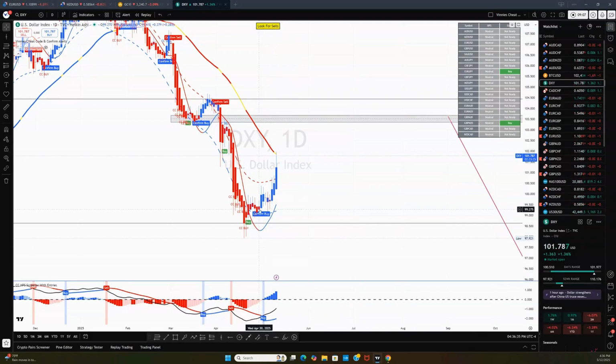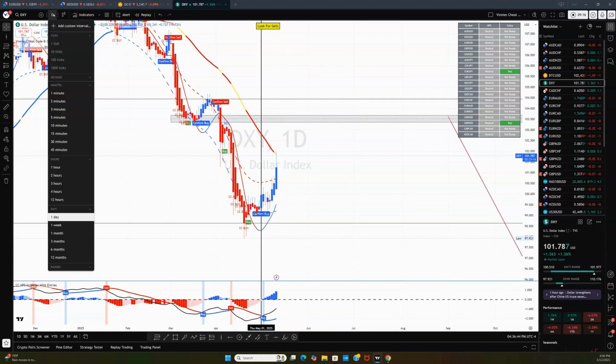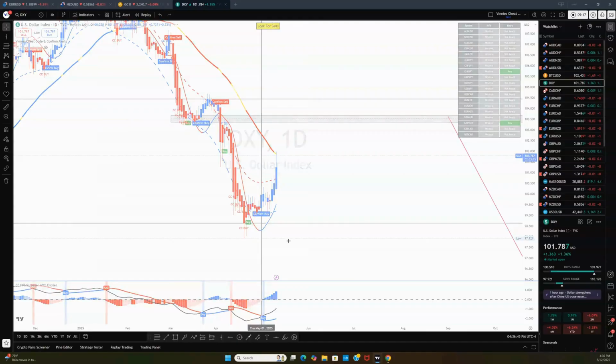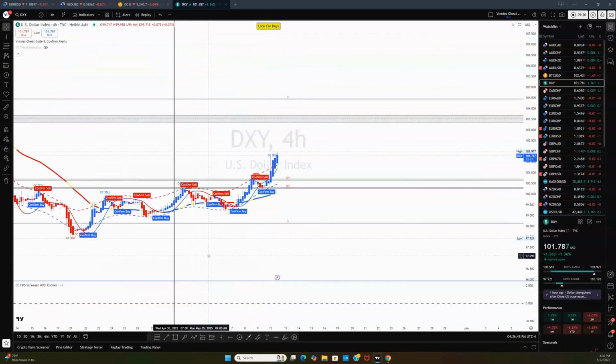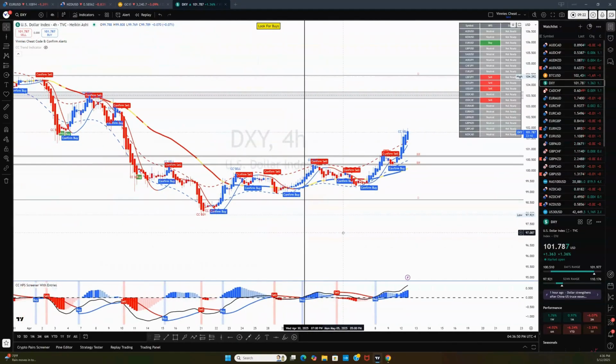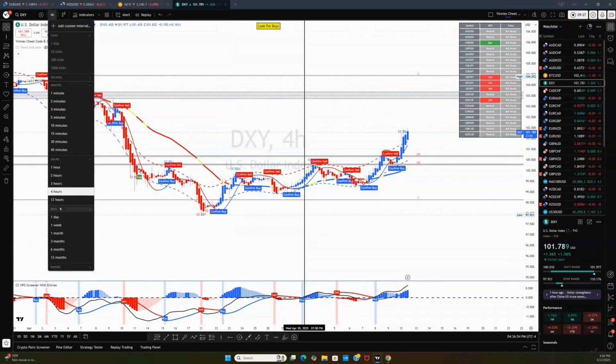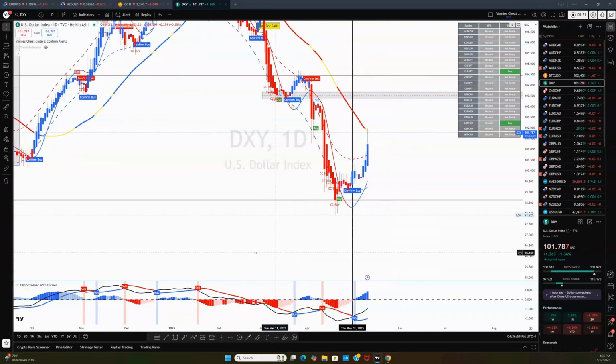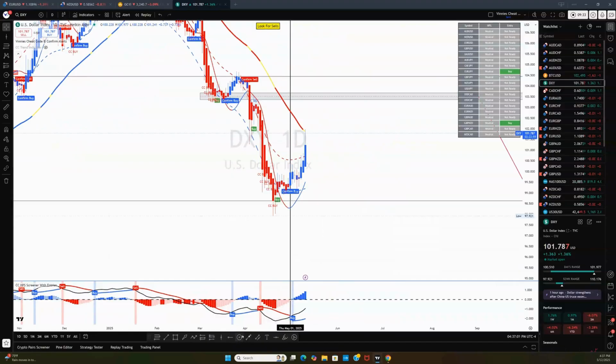So if we take a look at the confirmation entry here on the daily time frame, let's go ahead and mark that off, and then we'll go down to the lower time frame, like a 4-hour time frame, just to show you the entry on the 4-hour time frame. So let's go back to daily real quick. Let me mark it off exactly where the CC buy is.